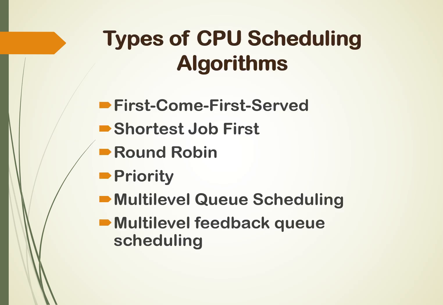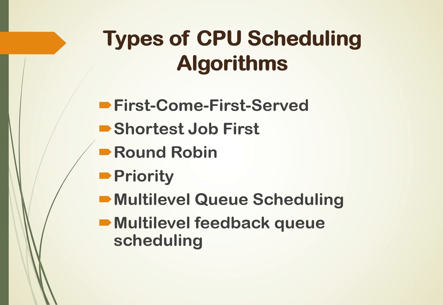So here we have six basic types of CPU scheduling algorithms: FCFS, shortest job first, round robin, priority, multi-level queue, multi-level feedback queue. First come, first served in the sense in what order the processes arrive, in the same order they will get executed. SJF means based on the shortest burst time, the process will get executed. RR follows a different fashion of scheduling, that is, it uses a time quantum to execute the process. In priority scheduling every process will be assigned some priority, and based on that it will get executed.